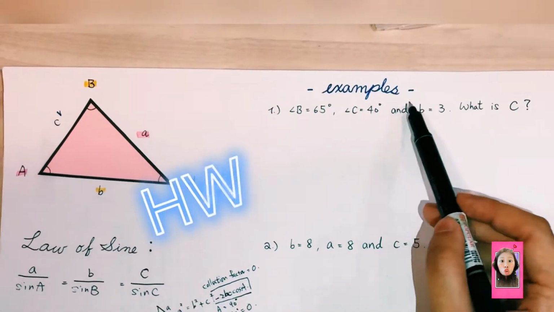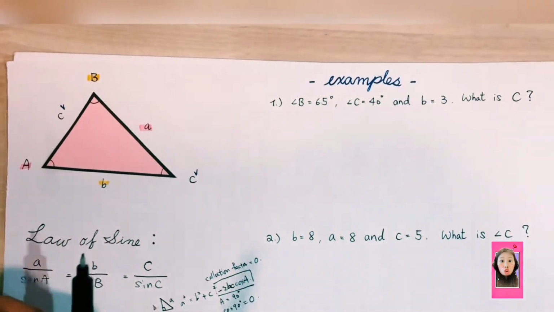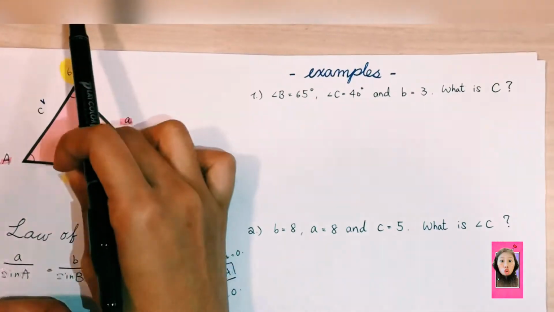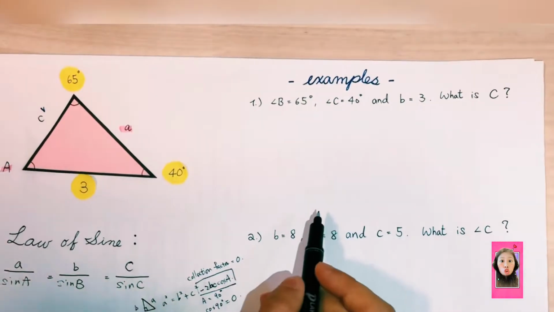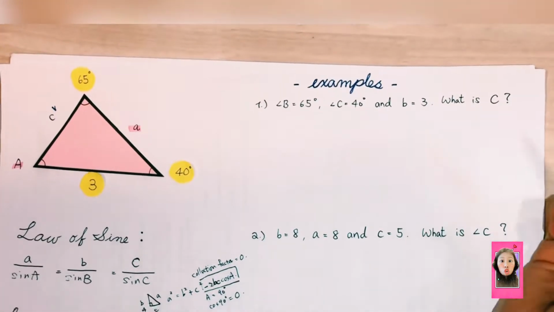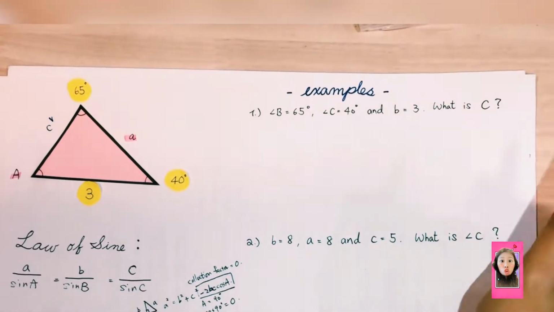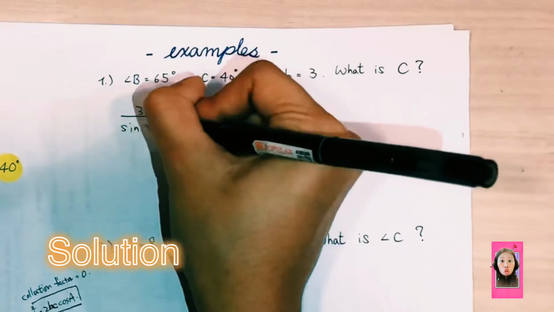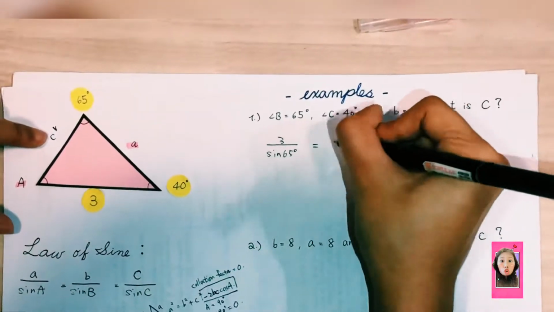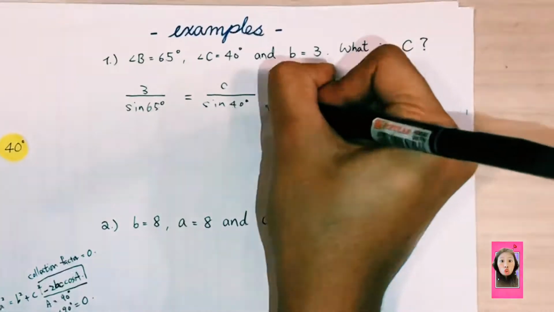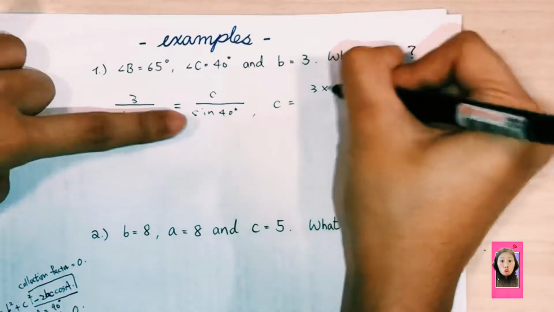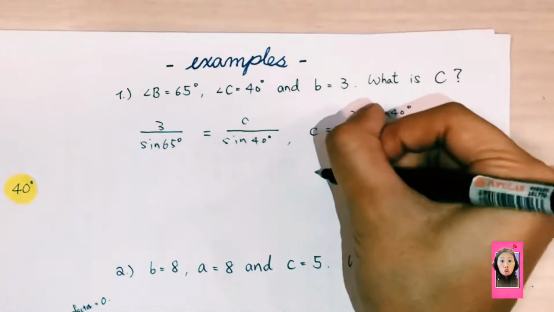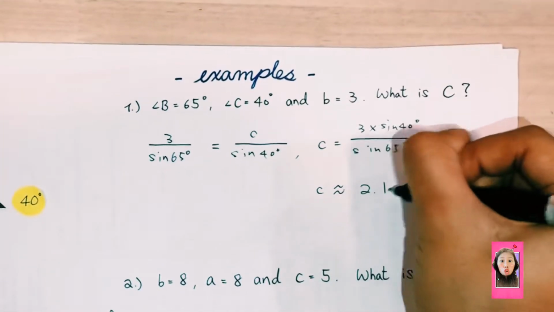Now let's do some examples. First, angle B equals 65 degrees, angle C equals 40 degrees, and b equals 3. What is the length of c? So think about it, which law can we use? Yeah, it's the law of sine. So we can write 3 over sine 65 degrees equals c over sine 40 degrees. So c equals 3 times sine 40 degrees over sine 65 degrees. So c is about 2.13.